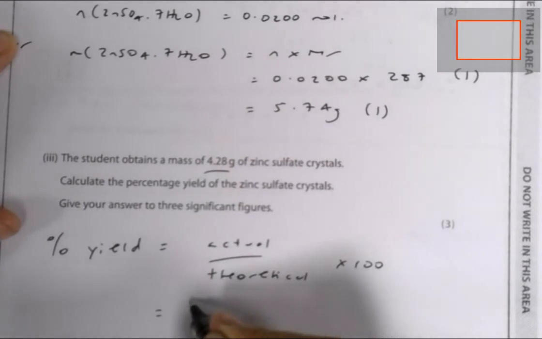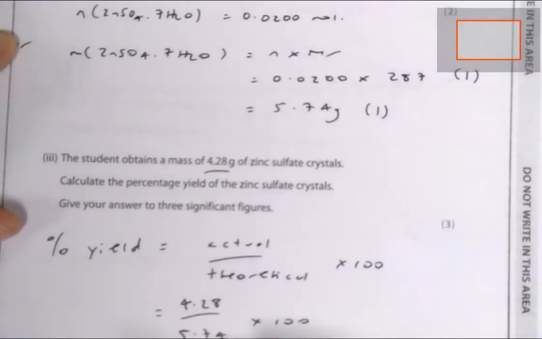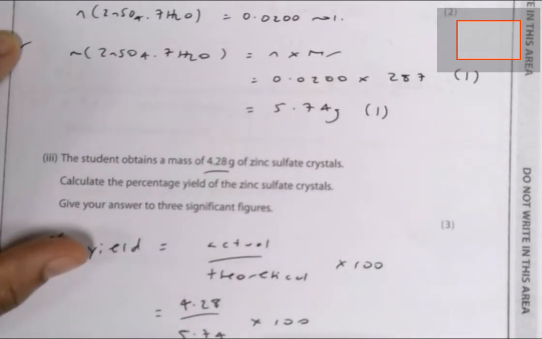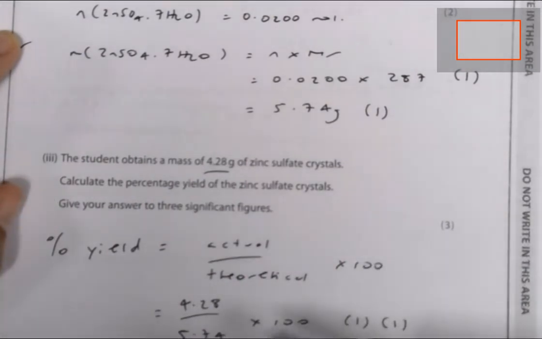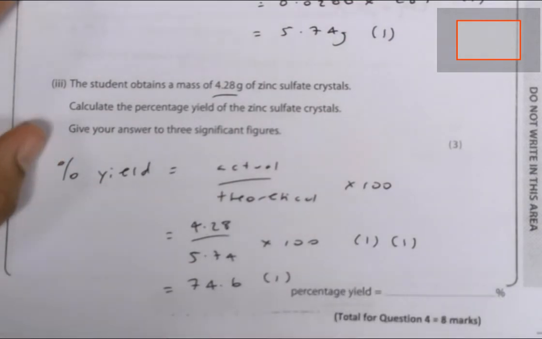So I actually got 4.28 grams, but I expected I was going to get 5.74. And then if I do my calculation correct, it should come to 74.6. So these two marks are all in one because you could do the times 100 in a second step. So I've done it in one step, so those two marks go for that step.